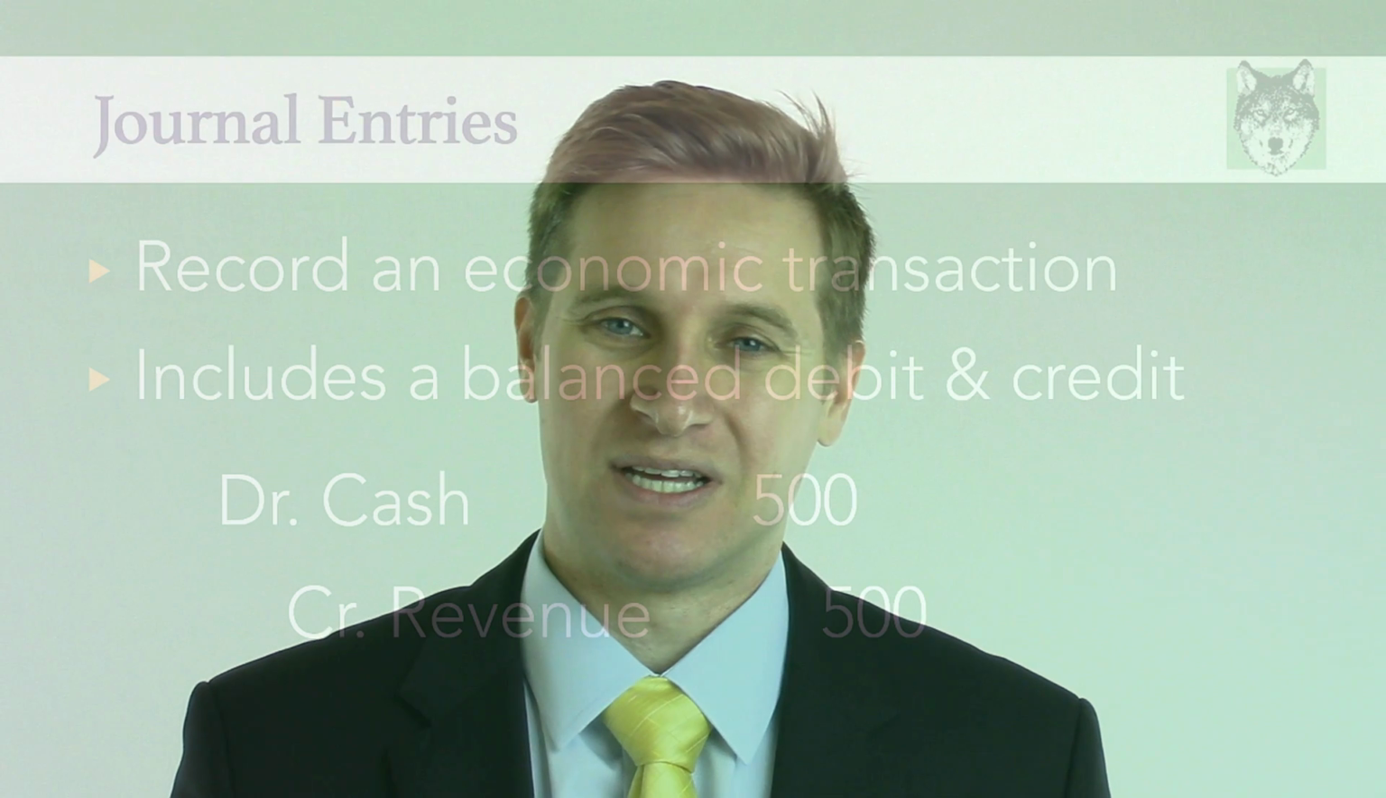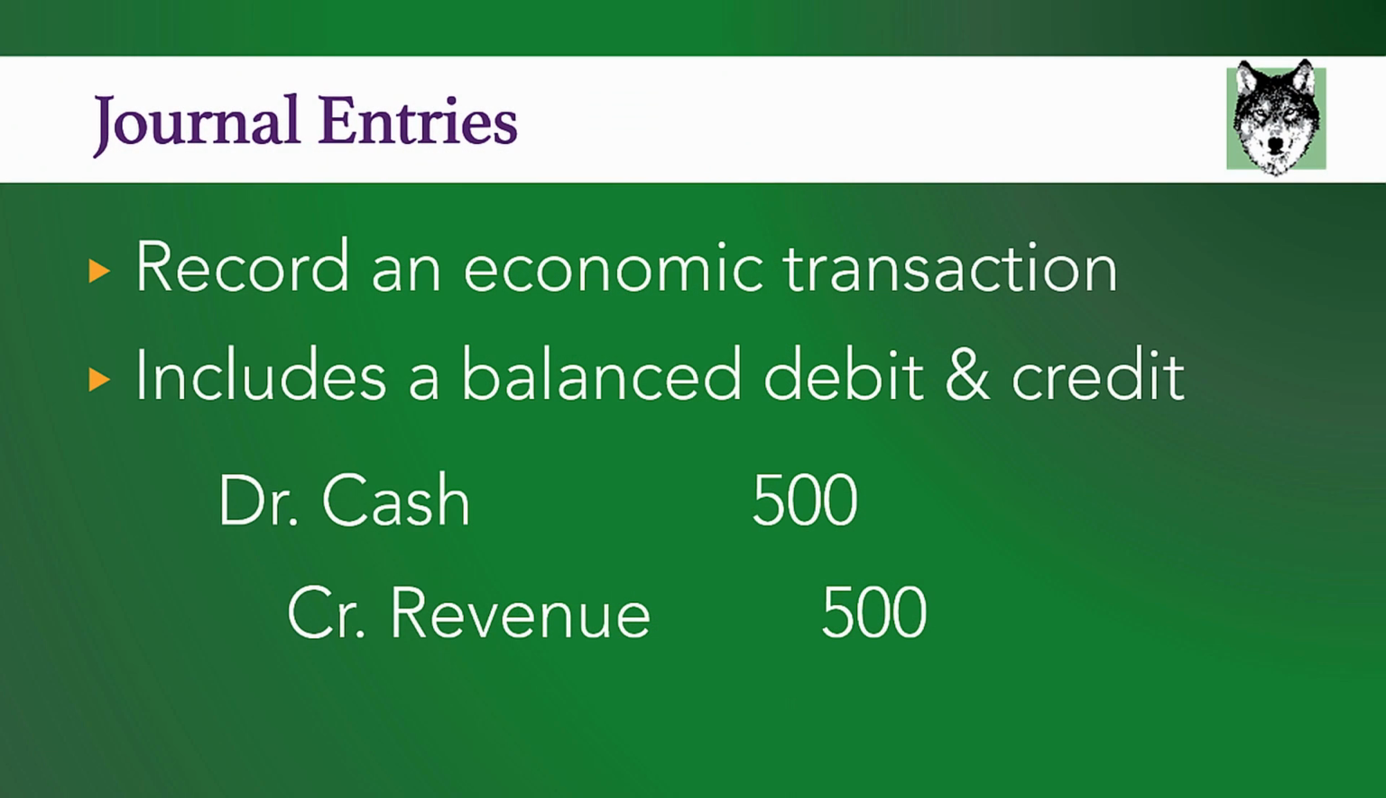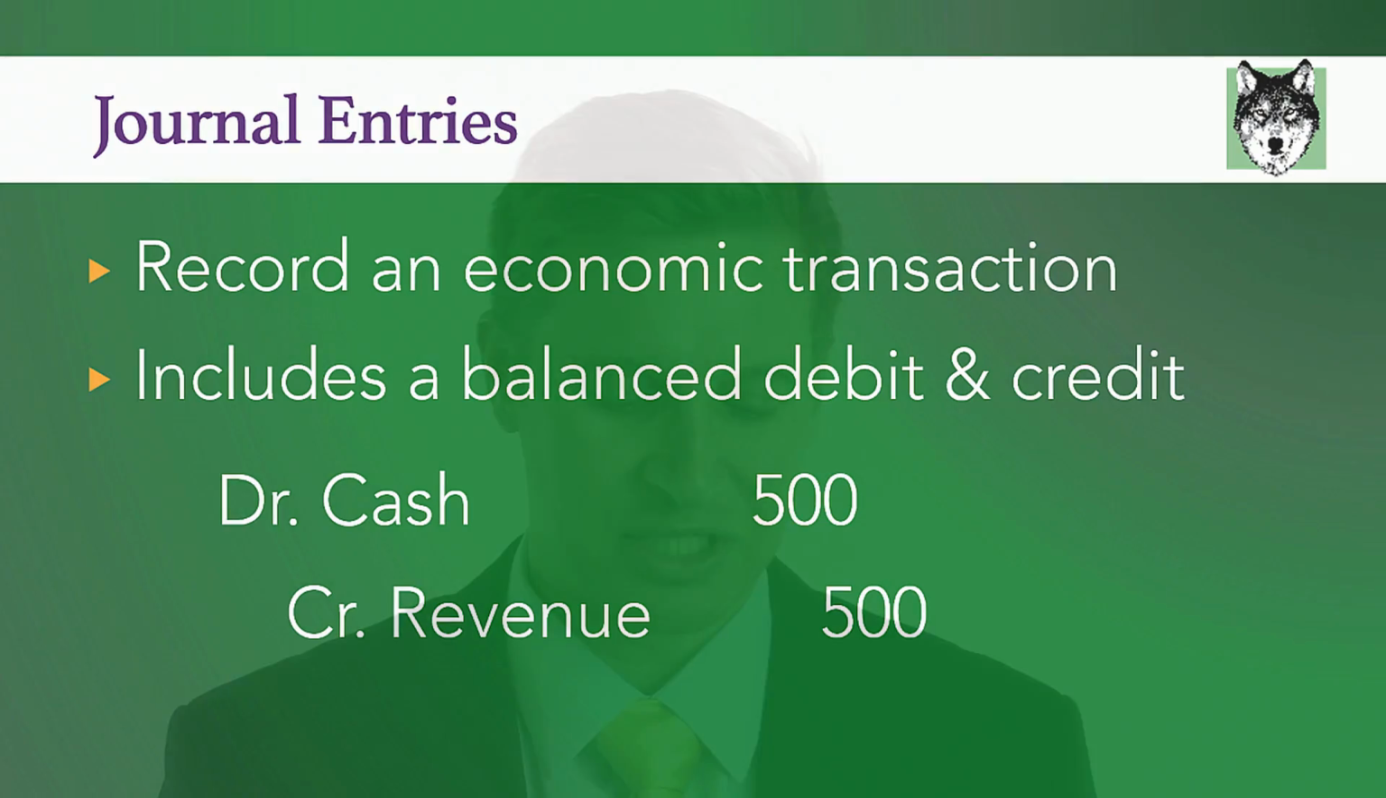The first step in your accounting system is your accountant is going to look at that economic transaction and record it using a journal entry. A journal entry is written out with a debit and a credit, and it identifies the account that's affected and the dollar amount that's affected. So you're recording your economic transaction, and you're always going to use a balanced debit and credit side.